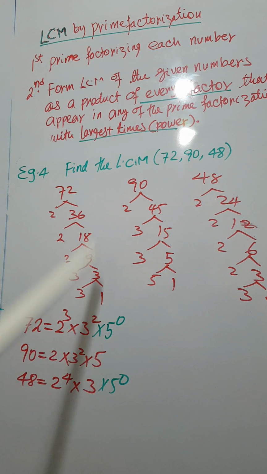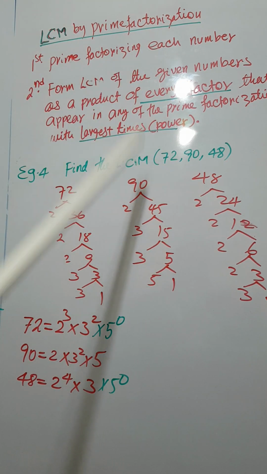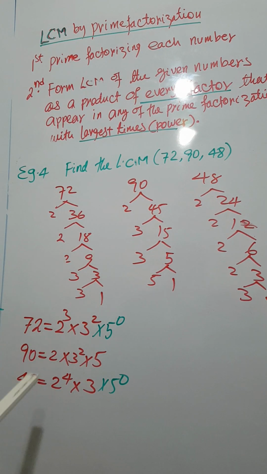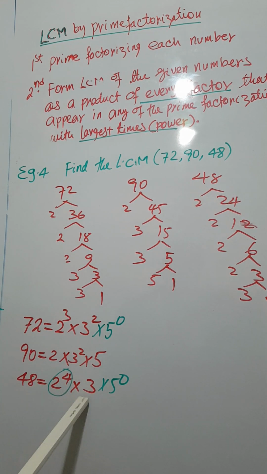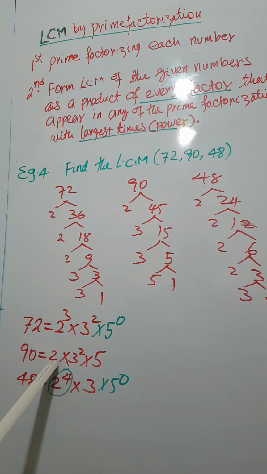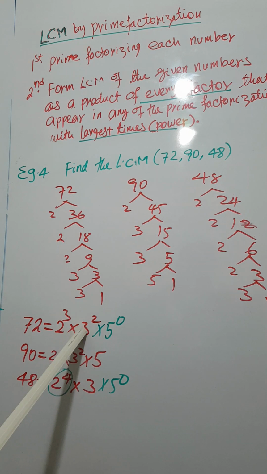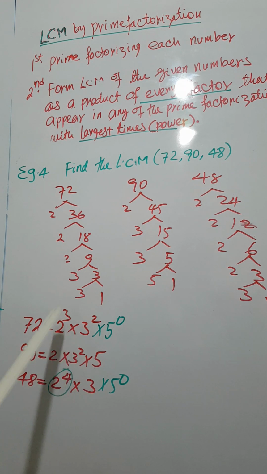Now we are supposed to take the largest power of each factor. Here 2 appears as 2 to the power of 4, 2 to the power of 1, and 2 to the power of 3. The largest one is 2 to the power of 4. Now 3 appears as 3 to the power of 1, and here as 3 to the power of 2, and again here as the power of 2. So this is a smaller one. The larger power is 3 to the power of 2. Then we take one of the 3 to the power of 2s.